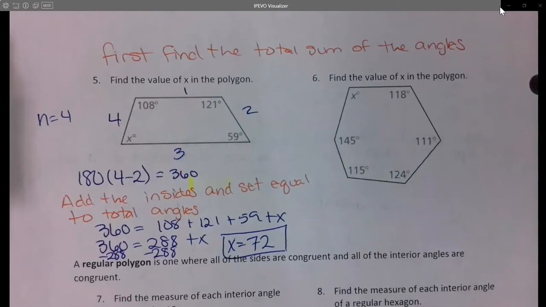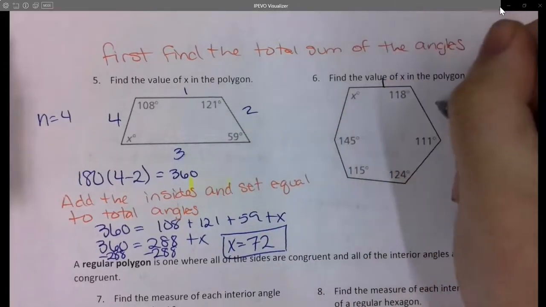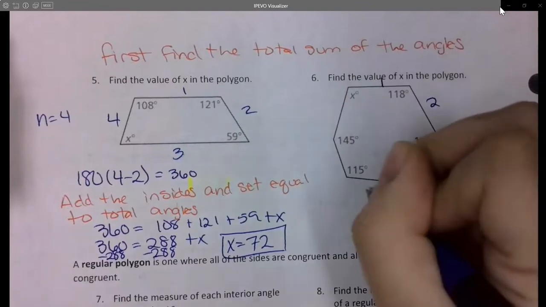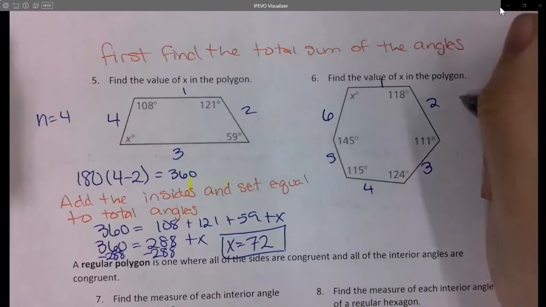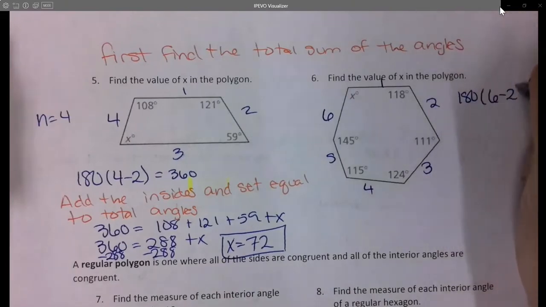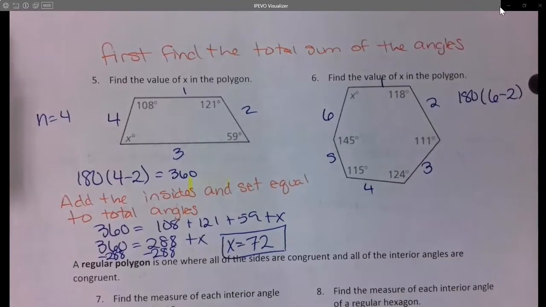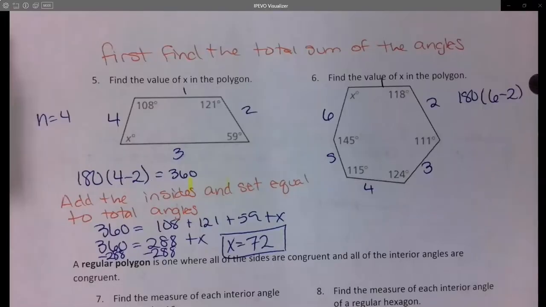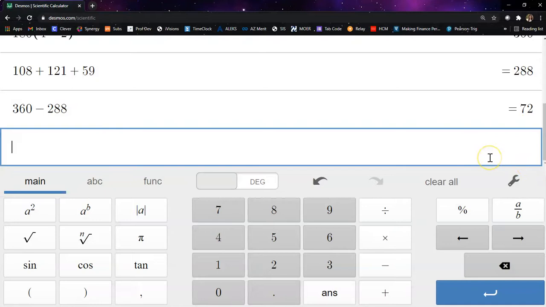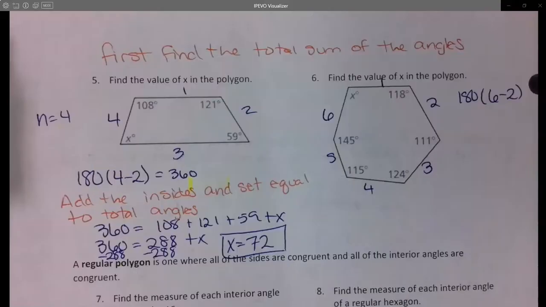On number 6, I want to do the same thing. So I'm going to start off by counting my sides. I have 1, 2, 3, 4, 5, 6. So I'm going to plug into the formula. I'm going to do 180 times 6 minus 2. Then I'm going to go to Desmos, which gets me 720.